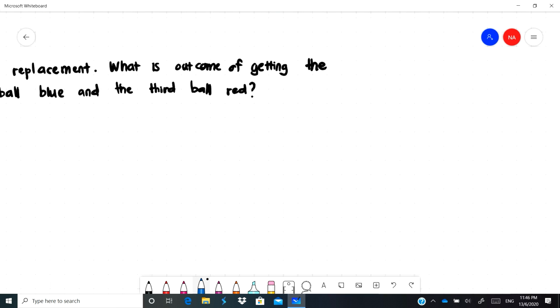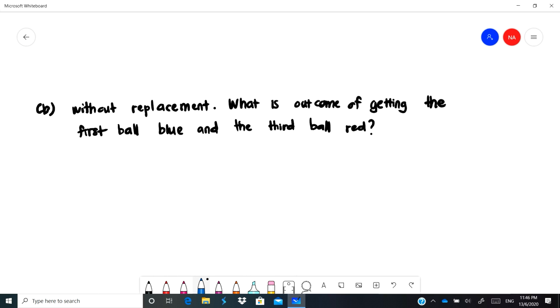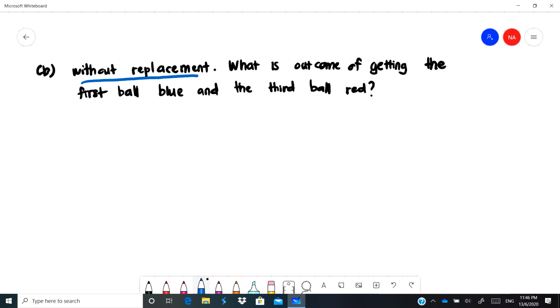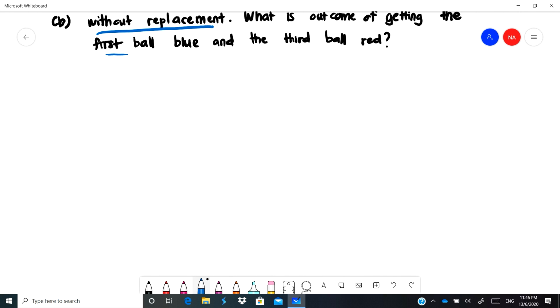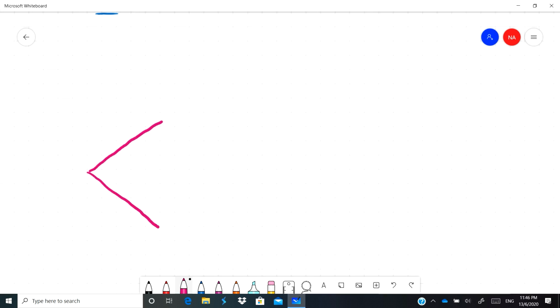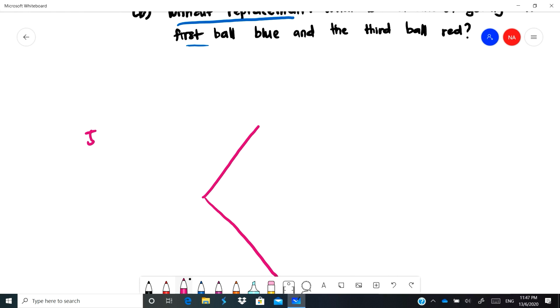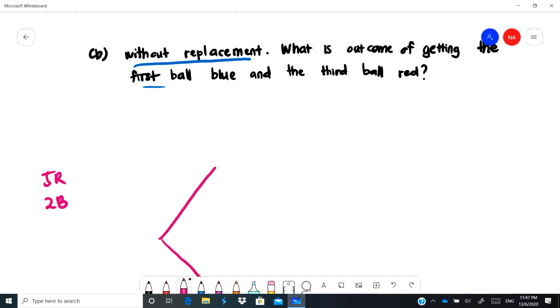All right, so now without replacement, meaning that when we draw the ball, we don't put it back. So what is the outcome of getting the first ball blue? Let's try to draw the tree diagram. Make it bigger. Still, bear in mind that we have 5 red balls and 2 blue balls, and we don't replace the ball.